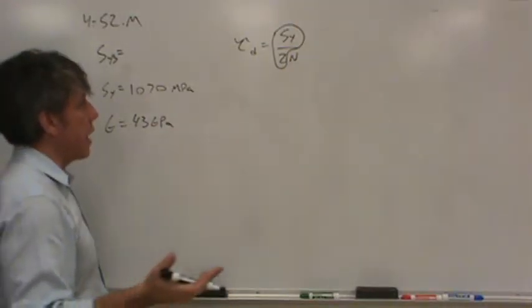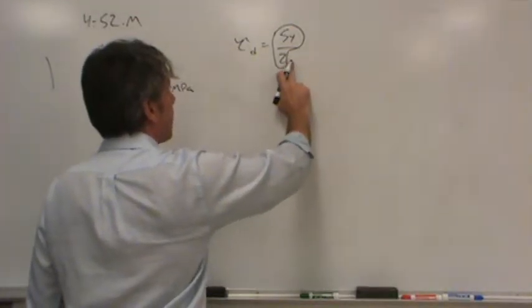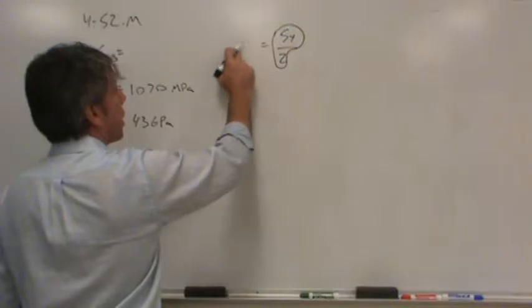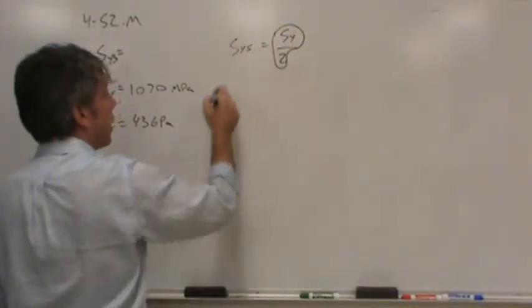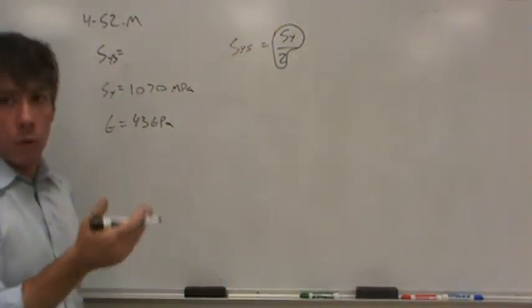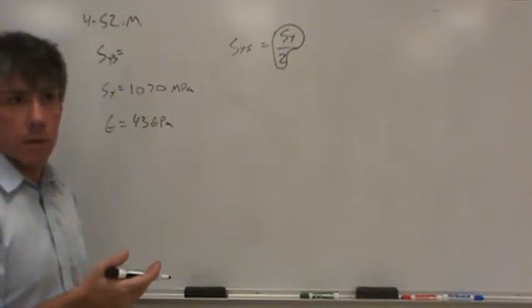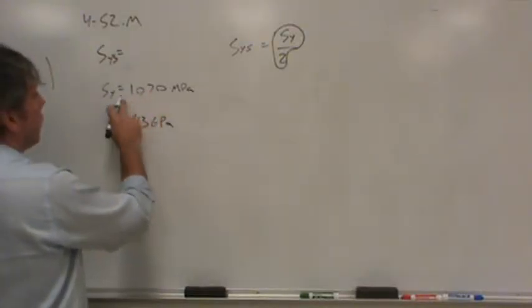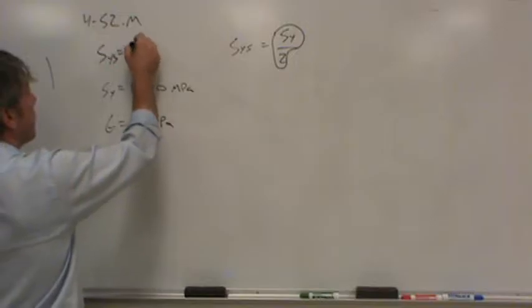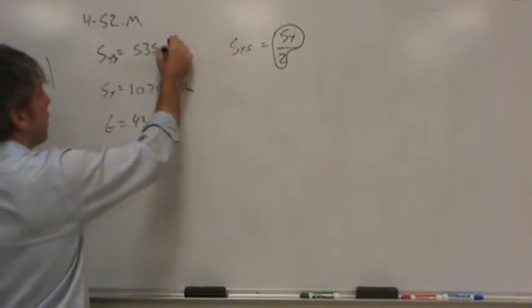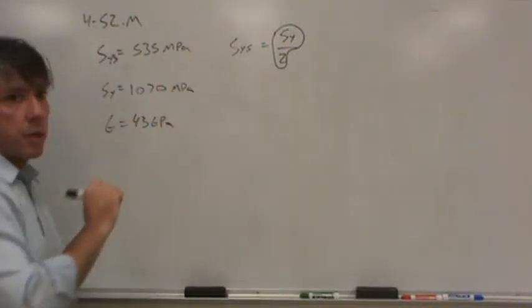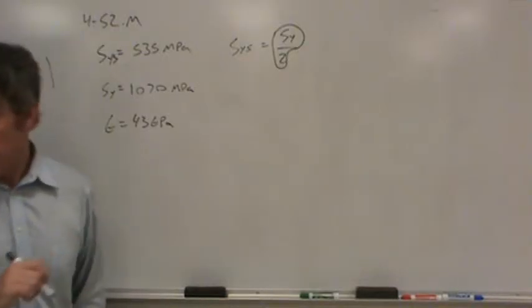They haven't mentioned a design factor, so basically the yield strength in shear we're going to estimate as just the normal yield strength over 2. Does that make sense? So if we take this and cut it in half, 535 megapascals will be our yield strength in shear. Make sense? Okay.